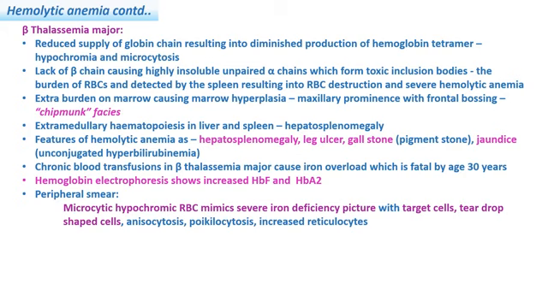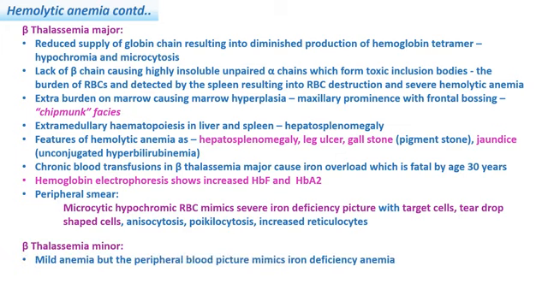Hemoglobin electrophoresis shows increased fetal hemoglobin and hemoglobin A2. Peripheral smear shows microcytic hypochromic RBC which mimics the severe iron deficiency picture, with target cells, teardrop shaped cells, anisocytosis, poikilocytosis and increased reticulocytes.